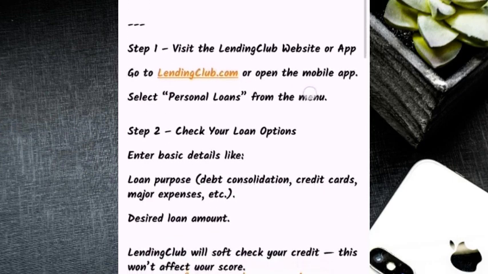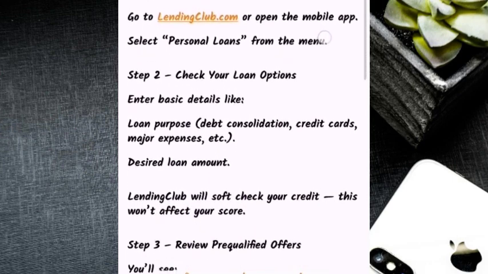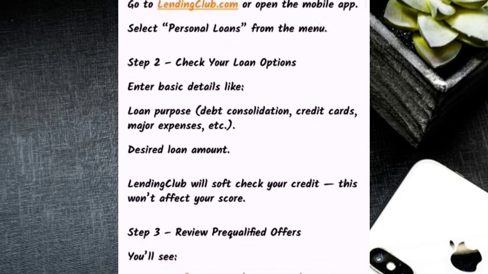Next is to check your loan options. Now you want to enter basic details like loan purpose, whether it's debt consolidation, credit cards, major expenses, etc. And then you're going to enter your desired amount. Lendingclub will soft check your credit. Don't worry, this won't affect your score.